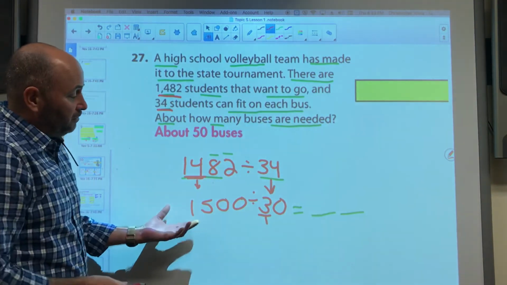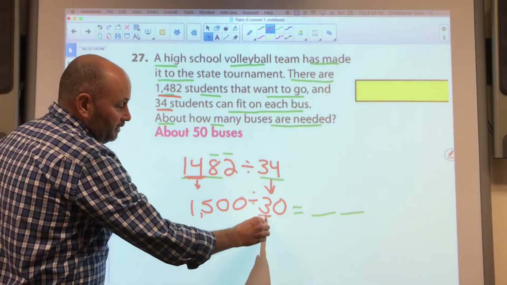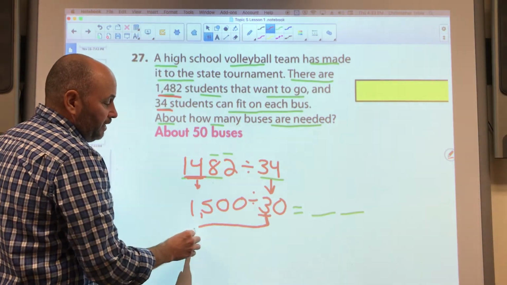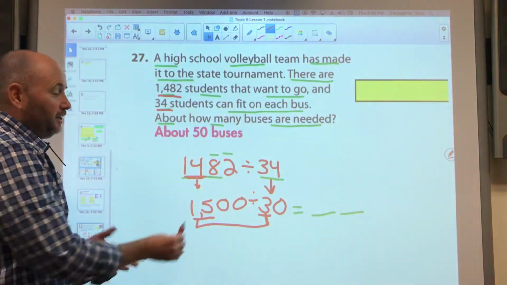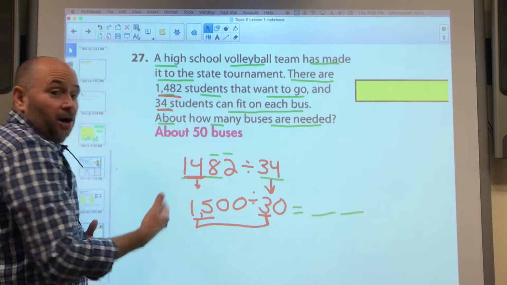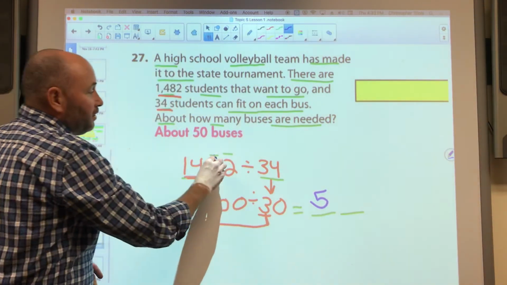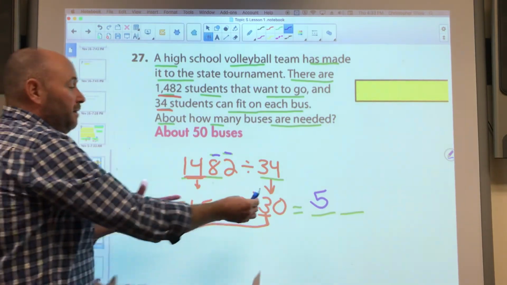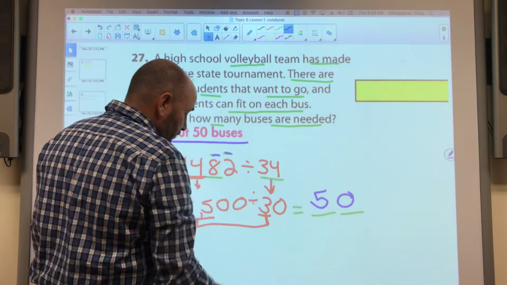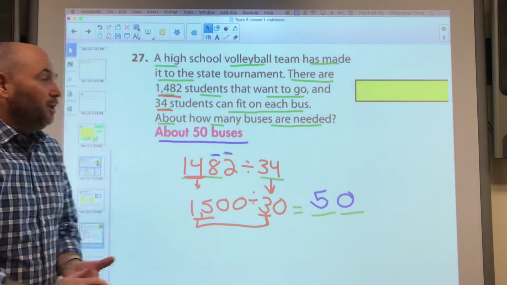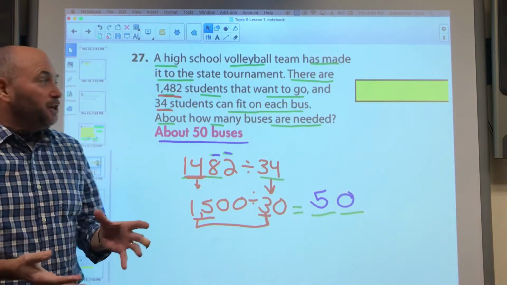All right, so this is what we have. We have 1,500 divided by 30. We're going to take the leading digit of 3 and ask ourselves, how many times does 3 go into 15? It goes into 15 a total of 5 times. So that's the first digit in our 2-digit quotient. Then all we have to do is fill in our 0, and that's how they came up with about 50 buses. All right? So anyways, there you go. There's some estimation for you.